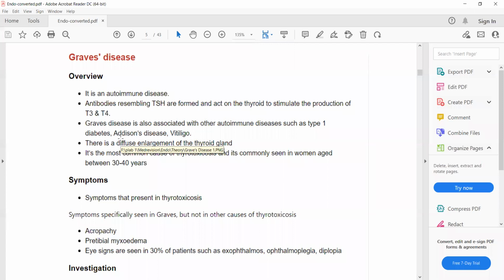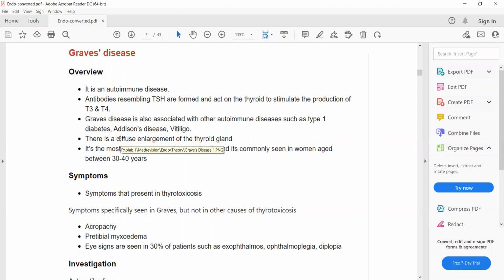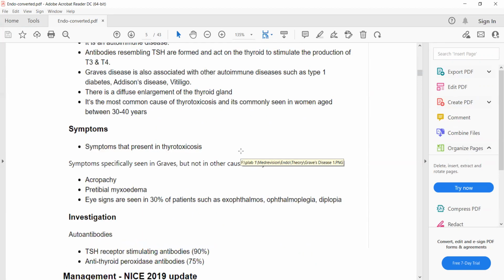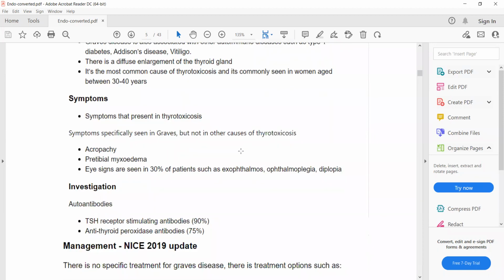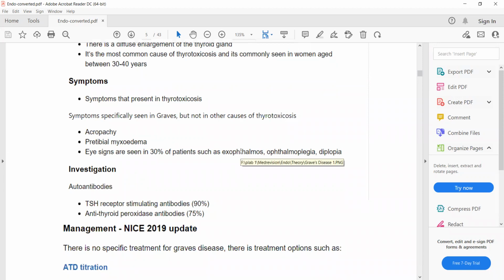Remember that whenever someone has an autoimmune disease, there is a chance that he or she may have features of other autoimmune diseases such as Addison disease, vitiligo. So autoimmune diseases such as Addison disease, vitiligo and diabetes type 1 can be found in Hashimoto as well as Graves' disease patients. In Graves' disease, there is diffuse enlargement of the thyroid gland. It is the most common cause of thyrotoxicosis, as it is an autoimmune disease common in women.